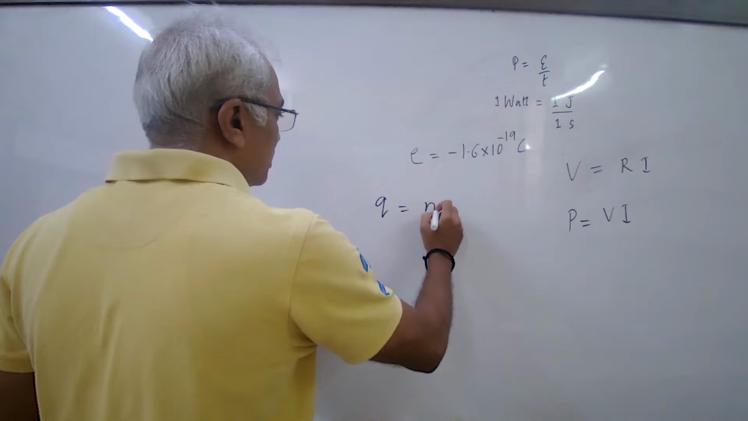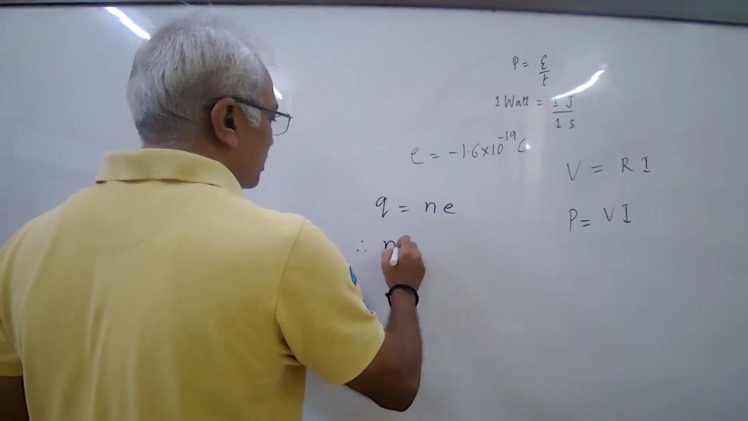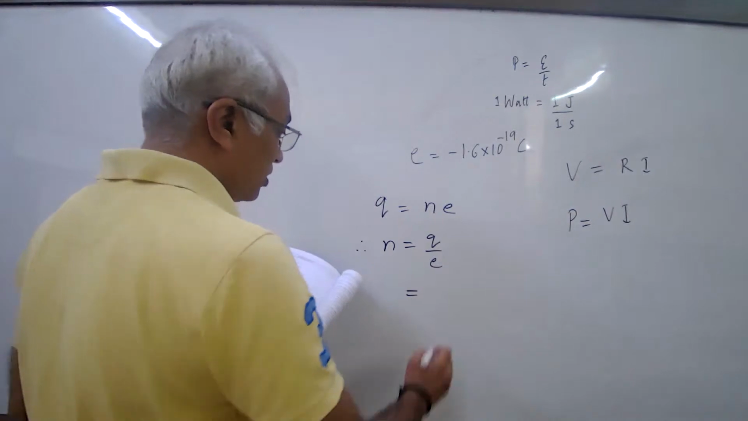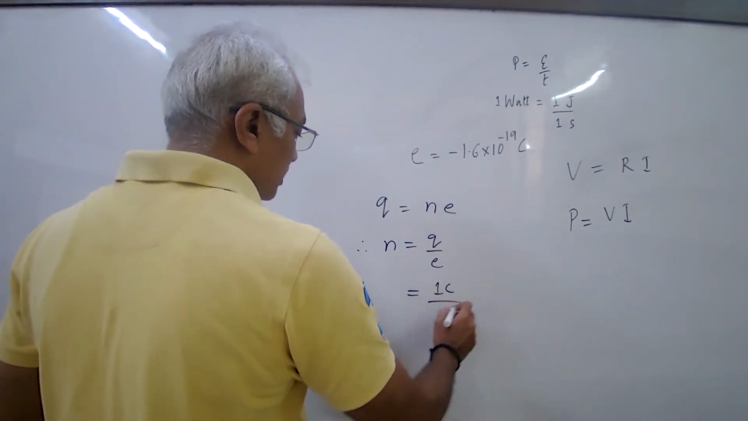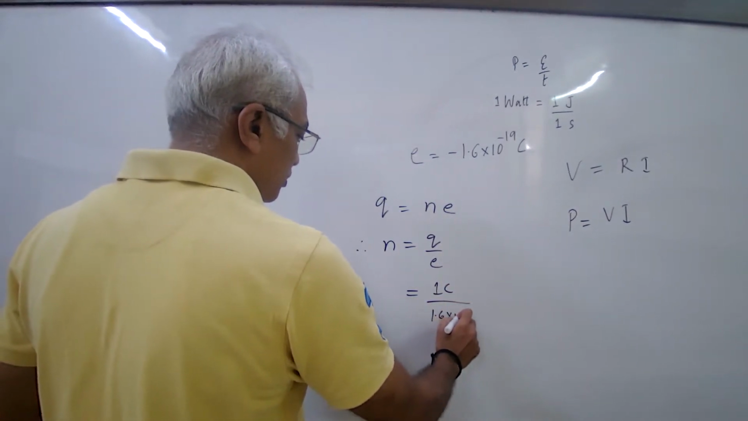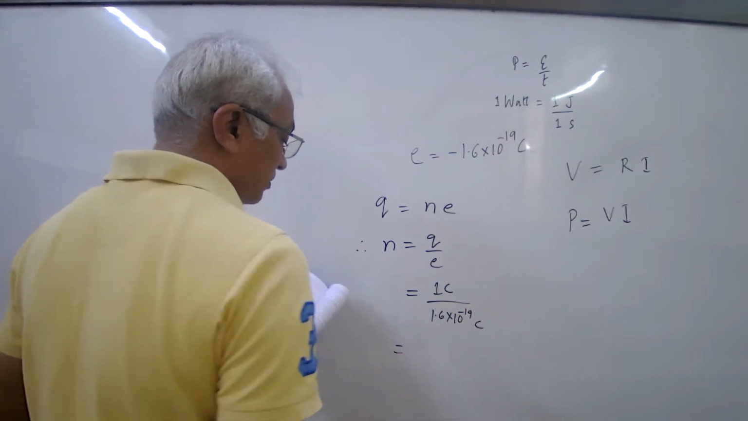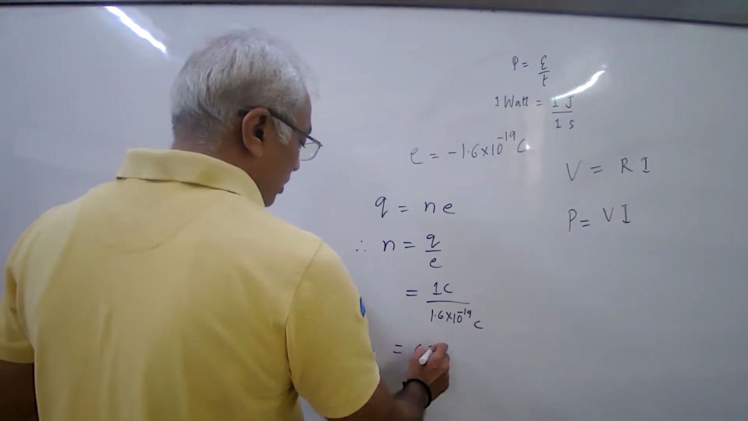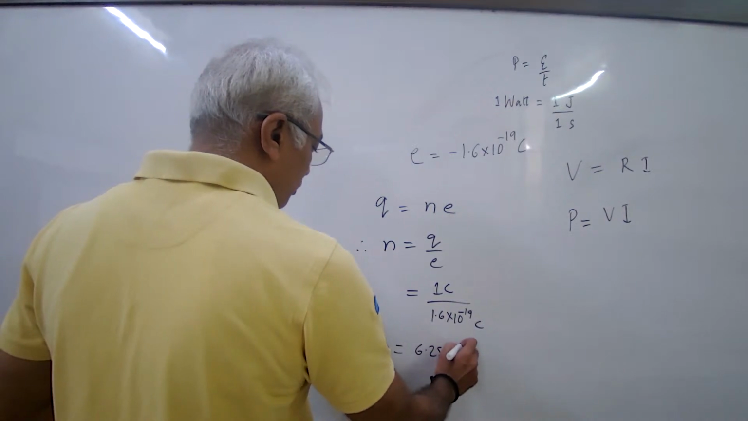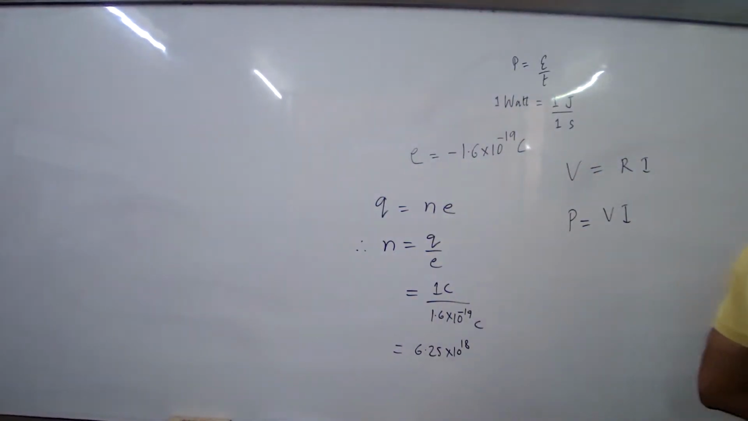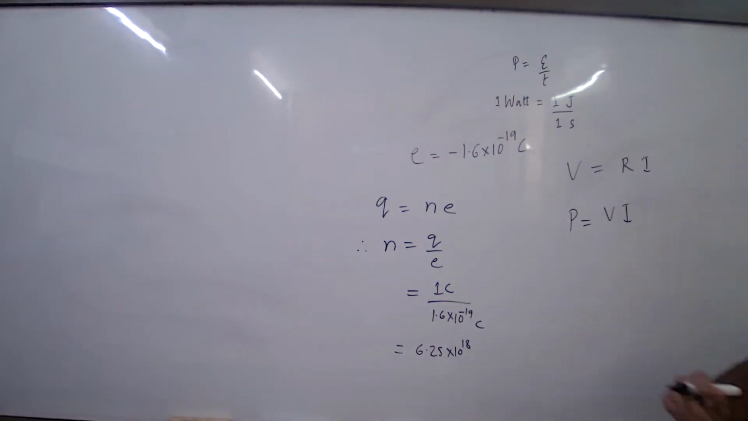Since total charge is Ne, therefore number of charges is Q by E. So what is the charge given? 1 coulomb. What is E? 1.6 into 10 raised to minus 19. So how much is this? It comes to 6.25 into 10 raised to 18. So 1 coulomb charge has these many electrons. Understood? Yes. This is question 6.